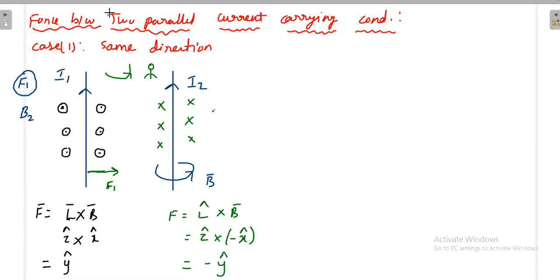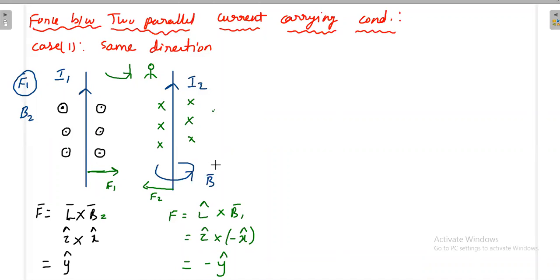That means the force here will be in this direction, the opposite direction. F2 will be in this direction. But please note down, this is due to the magnetic field created by conductor 1, but this is due to the magnetic field created by conductor 2.